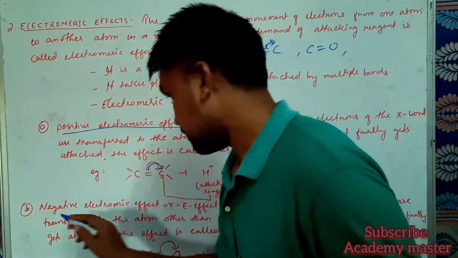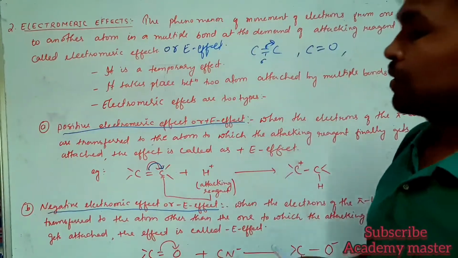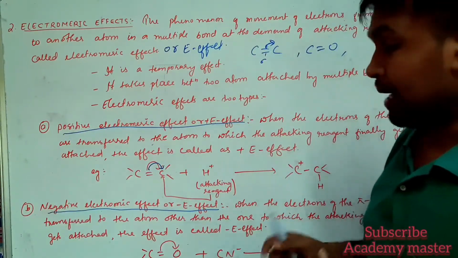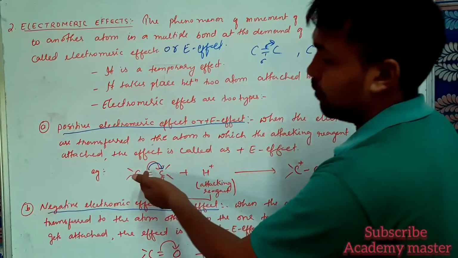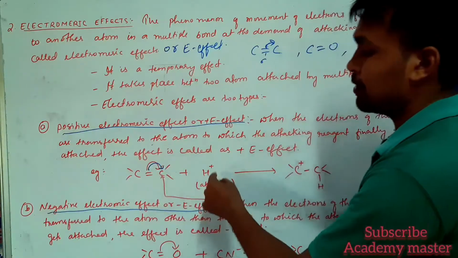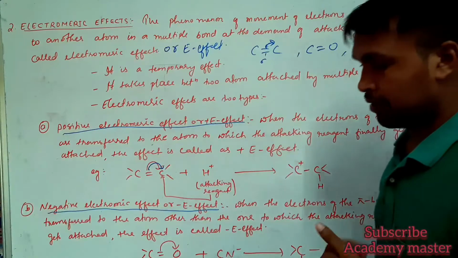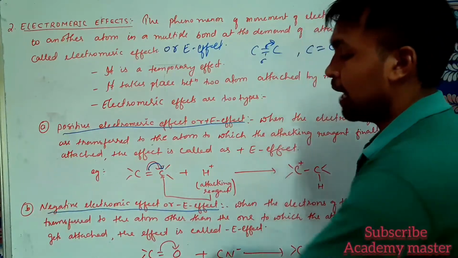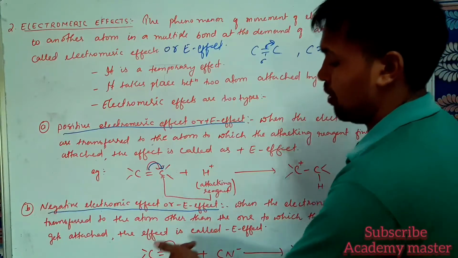So negative electromeric effect, or minus E effect. So what does it mean? Now here, when the pi bond is broken, the electron is getting attached to the carbon, and the same carbon is getting attached with the attacking reagent. But in negative electromeric effect, what will happen? After the cleavage of the double bond, the electron is moved towards oxygen.